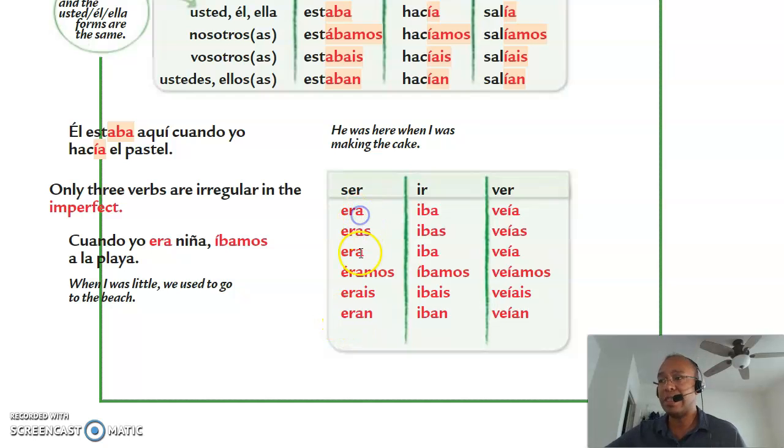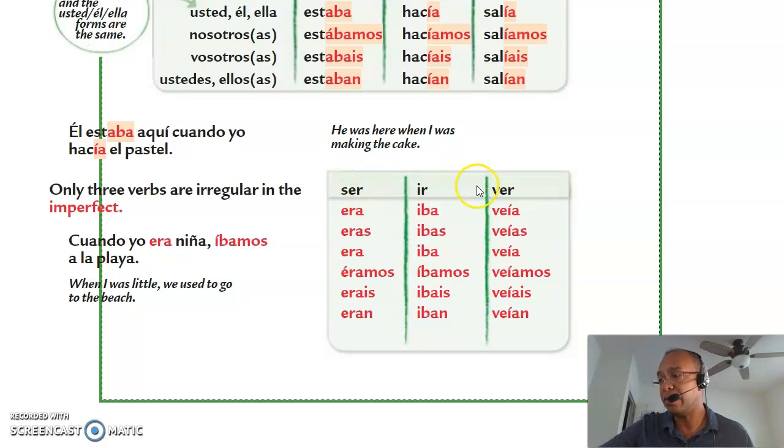You use this when you're referring to how you used to be as a person. I used to be small, I used to be chubby, okay? Yo era niña, yo era gordito, yo era alto. You also use era when you're referring to time. Eran las cinco de la tarde. Eran las doce de la noche. Era, when referring to time, okay?